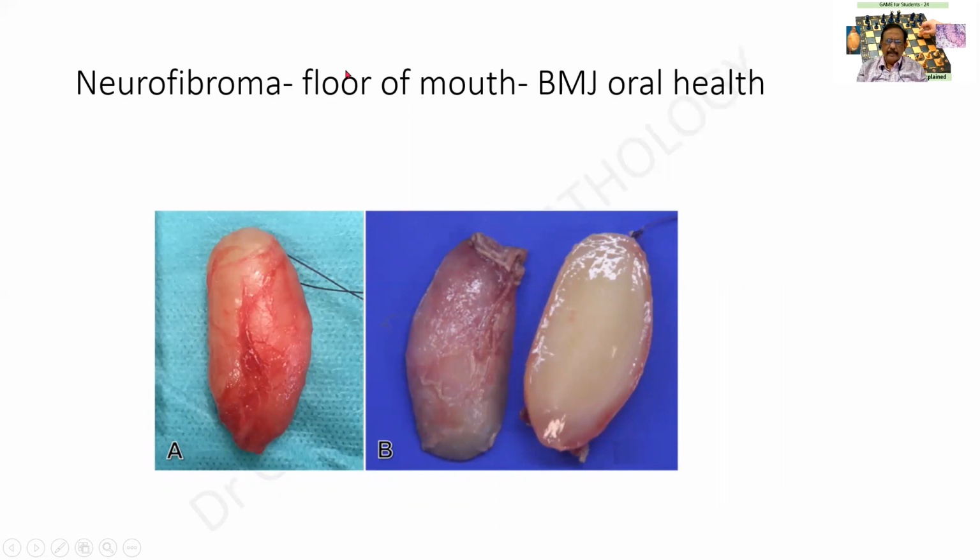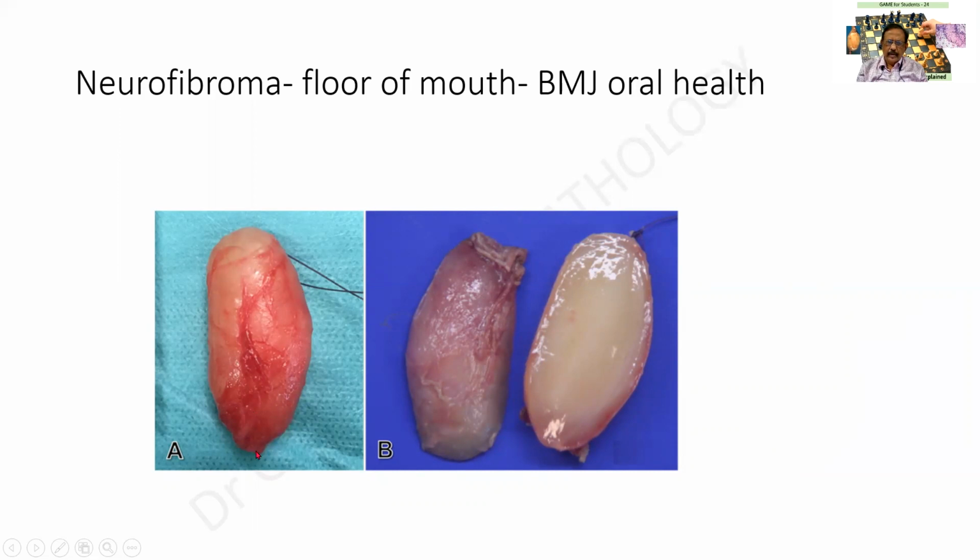Neurofibroma. This is a picture that is taken from a lesion from the floor of the mouth and the British Medical Journal of Oral Health has been the source. This also is an ovoid lesion. Most of the nerve tumors will be ovoid because they arise from a linear structure. So it is ovoid, well circumscribed, but I won't say encapsulated. And the cut surface is somewhat whitish or gelatinous in appearance. Sometimes it can be yellowish white in appearance. So this is the condensation that I'm seeing outside.